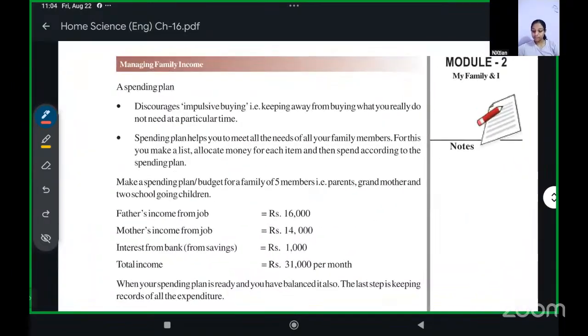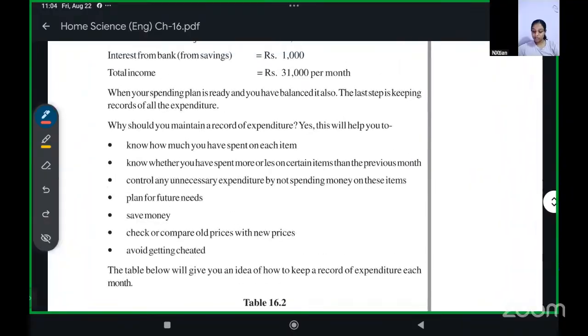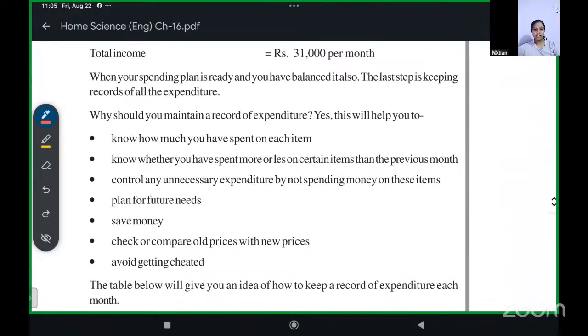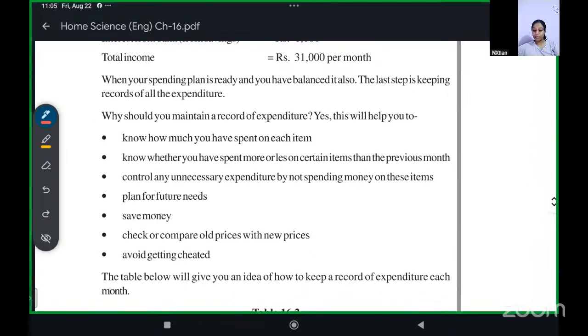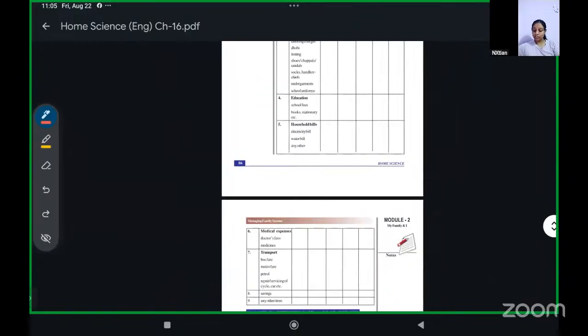Then this was why should we maintain a record of expenditure? Why should we record the expenditure that we are making? Okay, we saw why it is important. Then we saw this table.